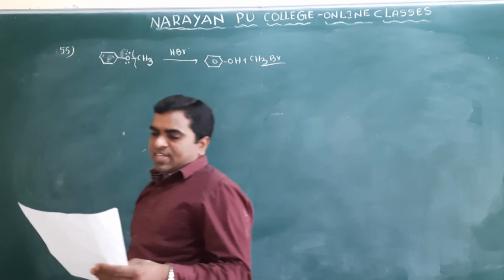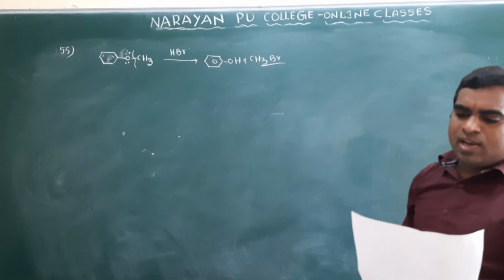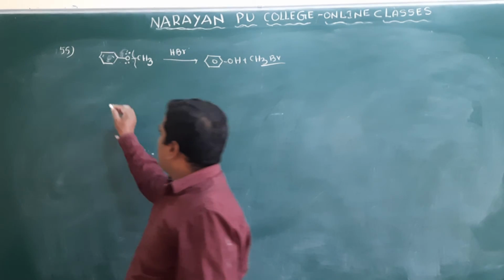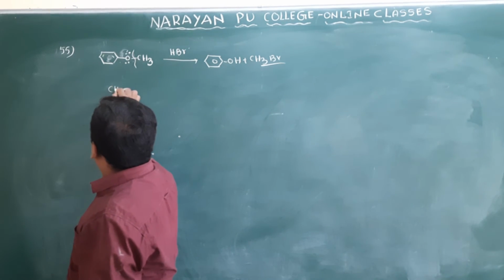Clear? Next one, 56. Ethyl alcohol gives ethyl chloride with the help of... We have already discussed ethyl alcohol.